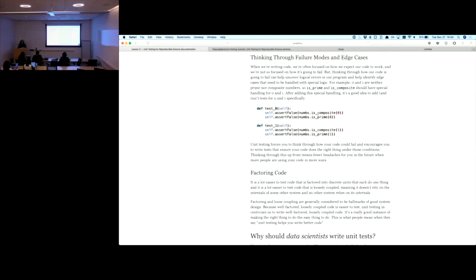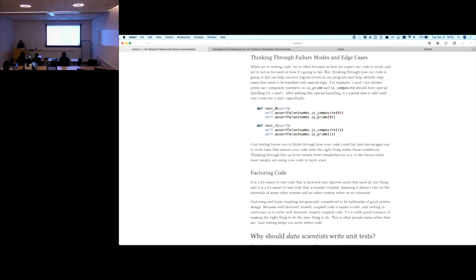Okay, so the very practice of writing unit tests puts you in this adversarial mode where you're thinking not about how your code is going to work, but how your code is going to fail. And doing that up front can help you realize logical errors and edge cases that you didn't consider before, and that can save you a lot of headaches down the line.